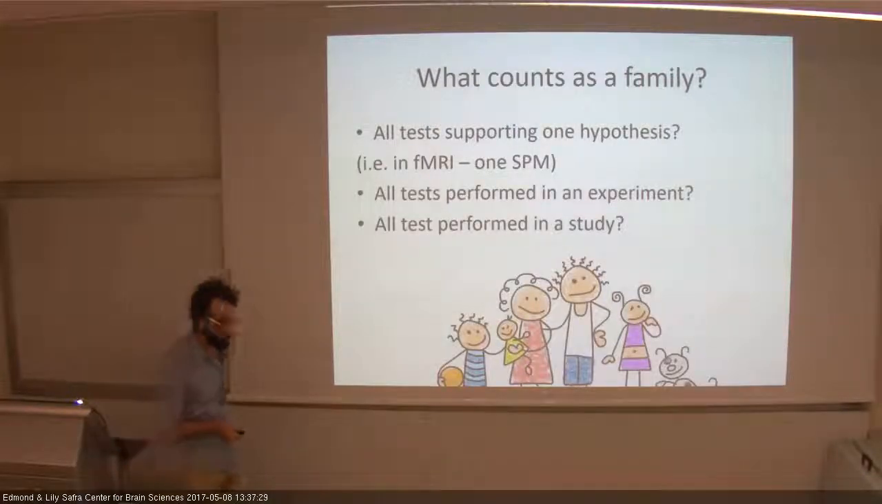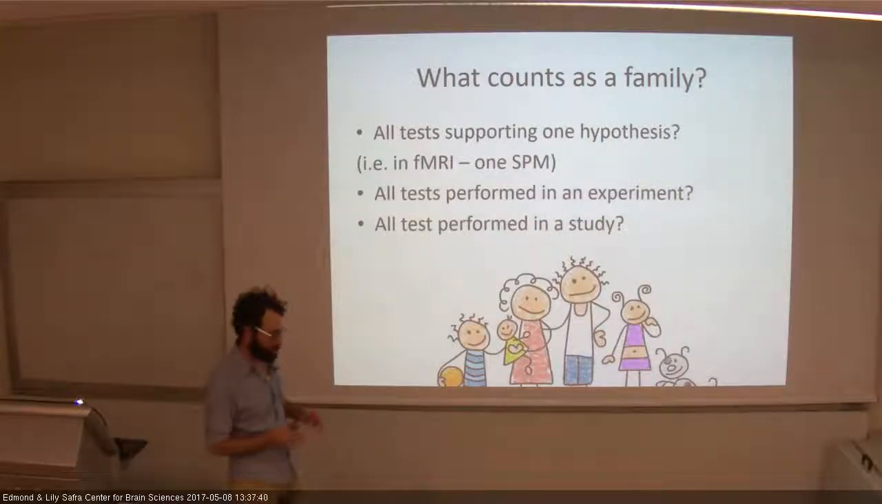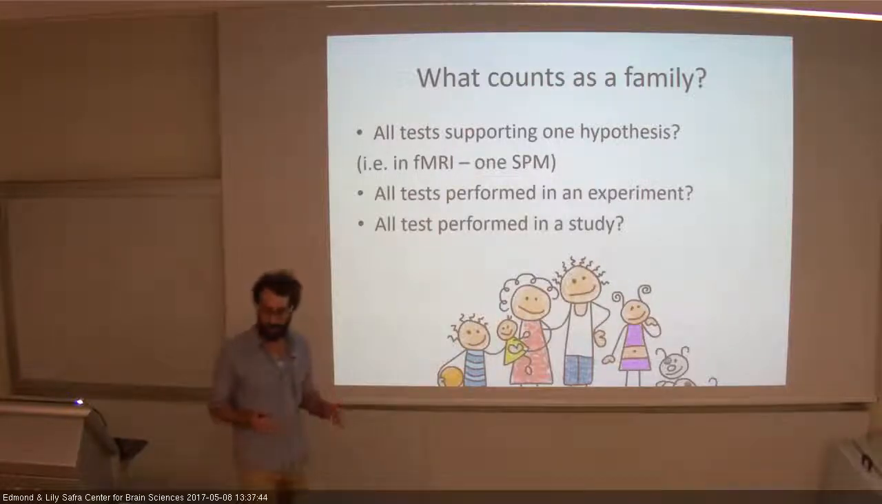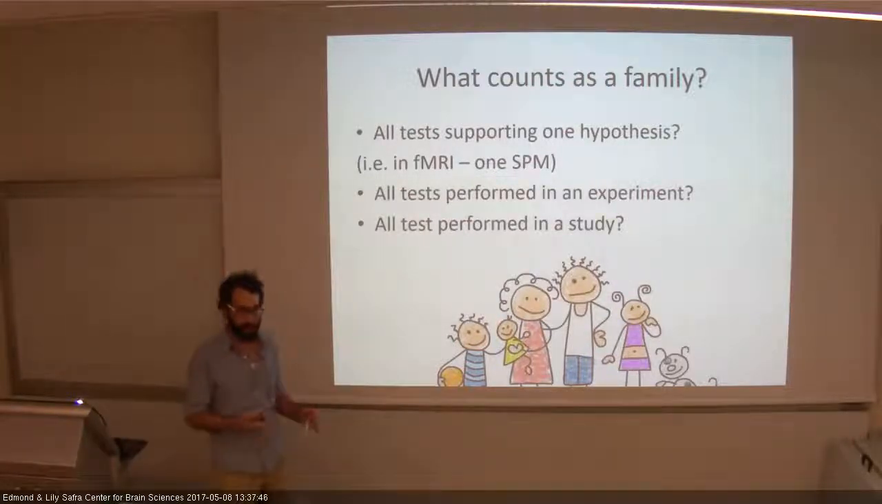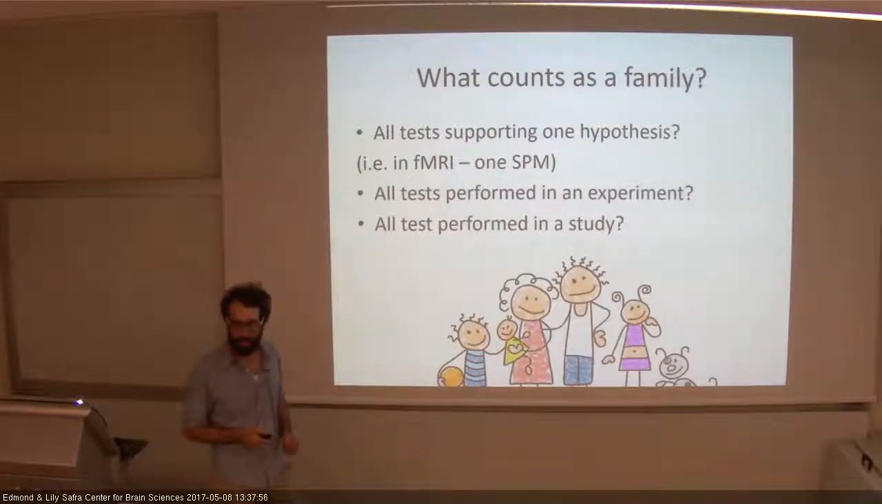And one question about family-wise error is: what is the family? How many tests are we correcting for? If you correct for multiple testing, do you have to correct for one contrast? Do you have to correct for all of the contrasts that you test in your study? Maybe you want to make sure that the probability of having any mistake, any type 1 error, in your study is no more than 0.05.